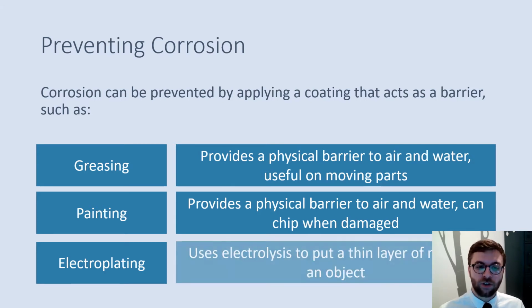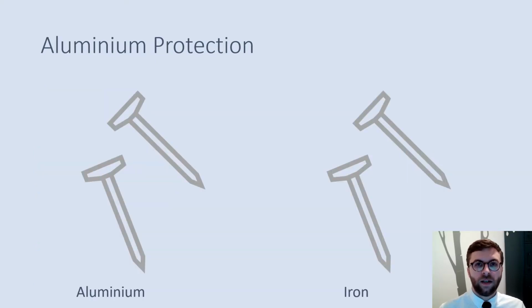Additionally, we can also use electroplating. In electroplating, we use electrolysis to put a thin layer of metal over an object to protect that object. That metal can either be less reactive to try and find a physical barrier, or it can also be more reactive. Let's have a quick look at how we protect aluminium. Here we've got two sets of nails, aluminium nails and iron nails.